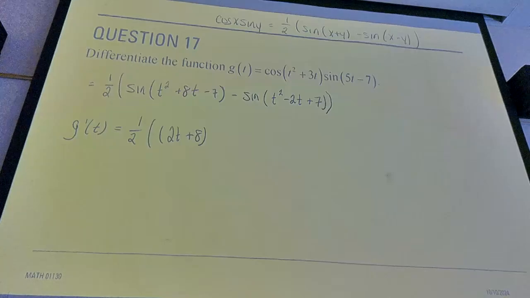Cosine times the original, as a chain. So it's not cosine times, it's cosine of, yeah, cosine of. What is the second term's derivative? Minus 2 times cosine of the original function.